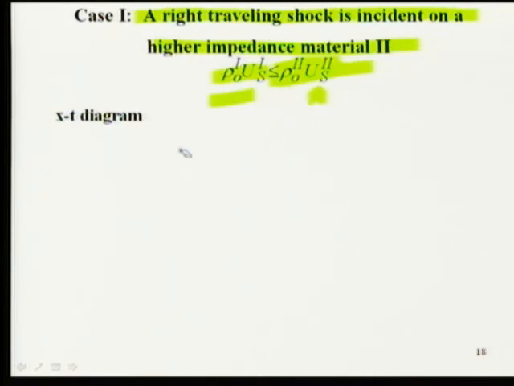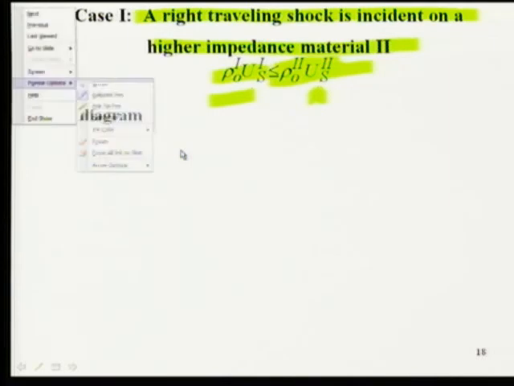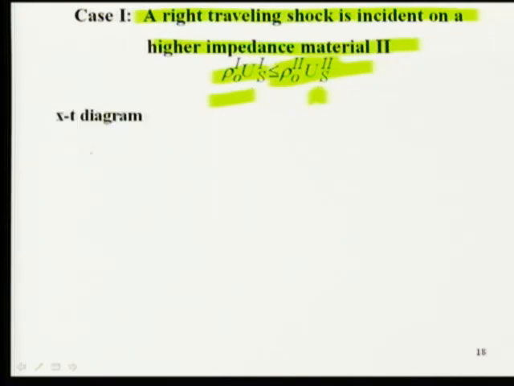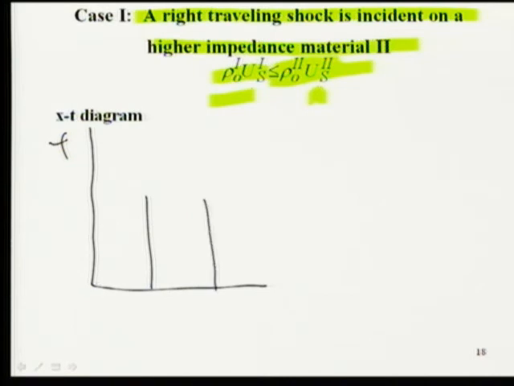And so what we want to do then is go ahead and draw the XT diagram. First of all, let's just draw two plates. This would be material 2, the higher impedance material. This is material 1. I'm going to just put it up here so it's out of the way.